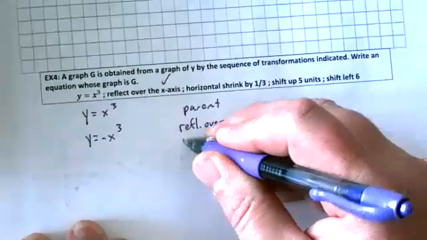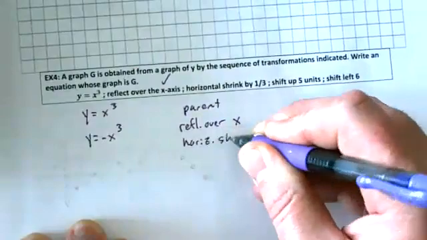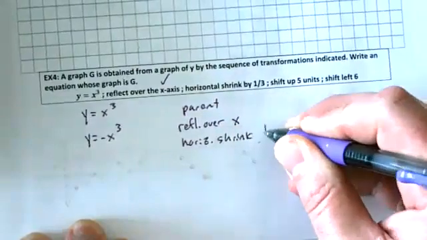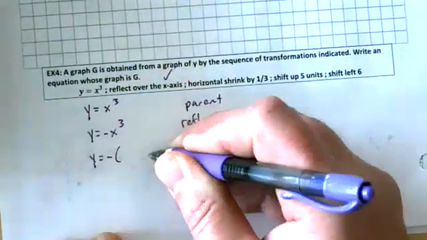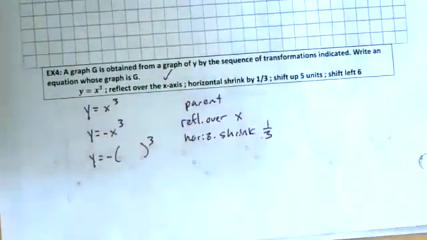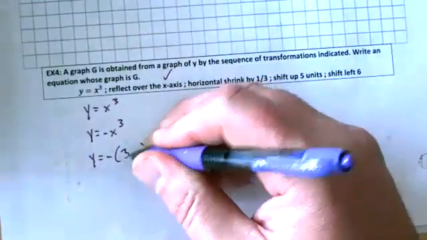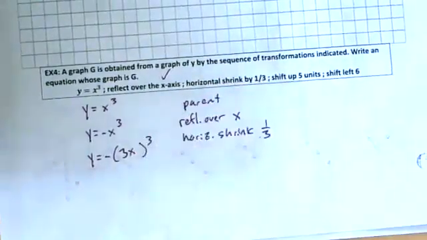Horizontal shrink by a third. Let me write it down. Horizontal means we're going to be doing it just to the x. I'm going to pull my x out of the function. I'm going to do something to it. Now, if I want to shrink it by a third, I'm multiplying it by a big number or a small number? Big number. We're going to do the reciprocal of this. So be careful here. Pull the x out. So we need parentheses to hold its place there. We're going to multiply it by the reciprocal of a third, which is 3. So multiply the 3 times the x, put it back in, and we got it.